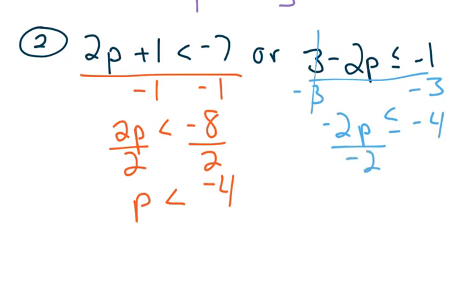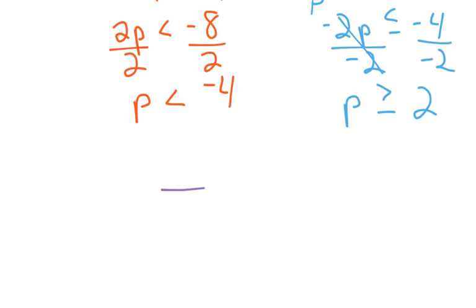Then divide both sides by negative 2. So the negative 2's cancel. p equals negative 4 divided by negative 2, which is a positive 2. And then since I divided by a negative, this inequality sign changes direction. So instead of less than or equal to, it's now greater than or equal to. And now you can see your inequality signs point in opposite directions.